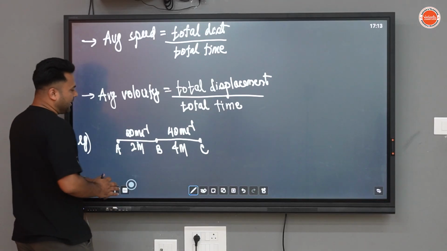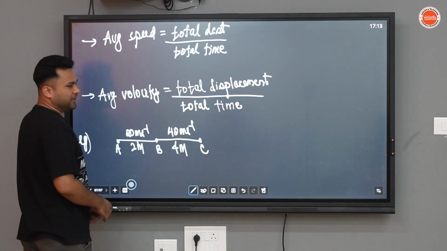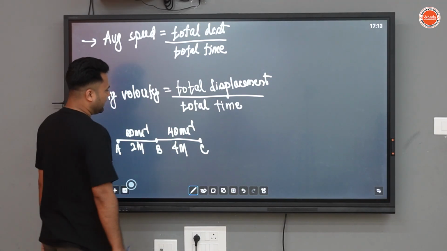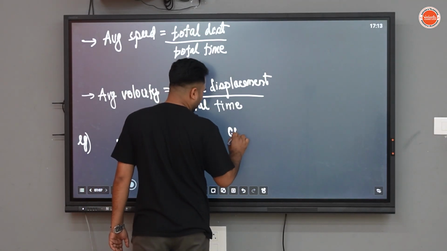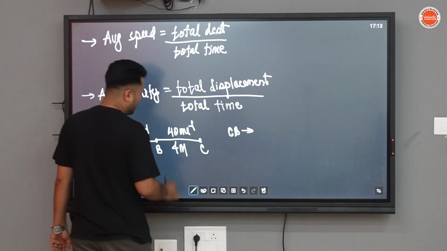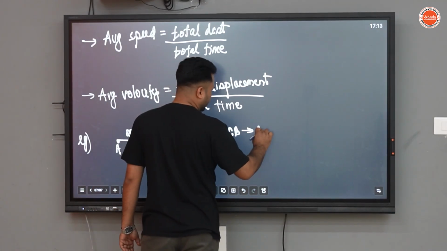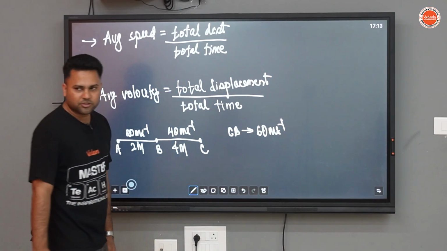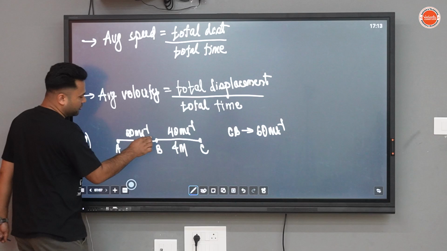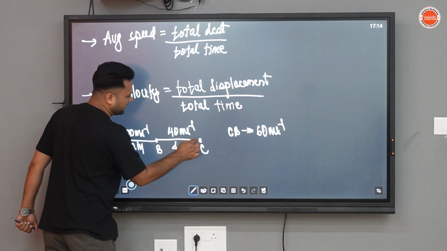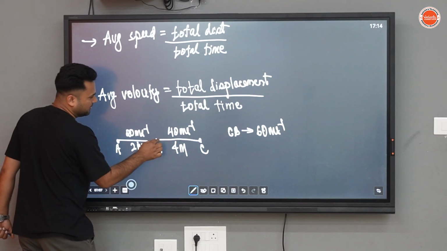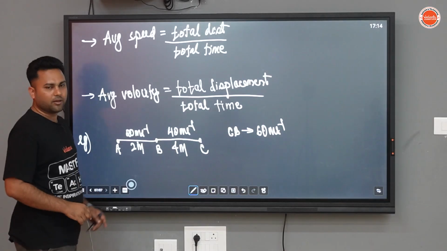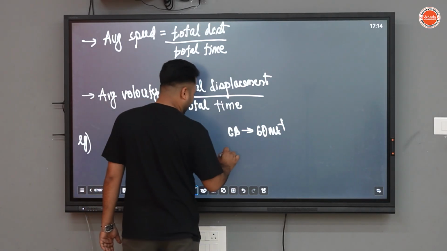Now what he does, after C he again returns to B. At this CB he returns with suppose 60 meter per second. Speed is 60 meter per second. You understood the question? Means here to here 20 meter per second, here to here 40 meter per second, then here to here back 60 meter per second. Okay. Now they are asking what will be the average velocity.